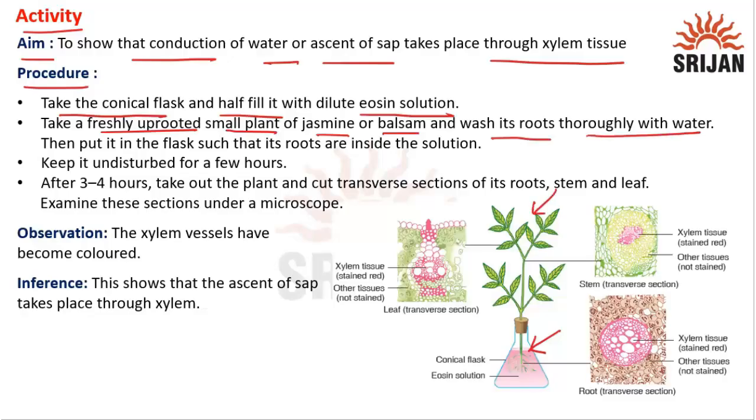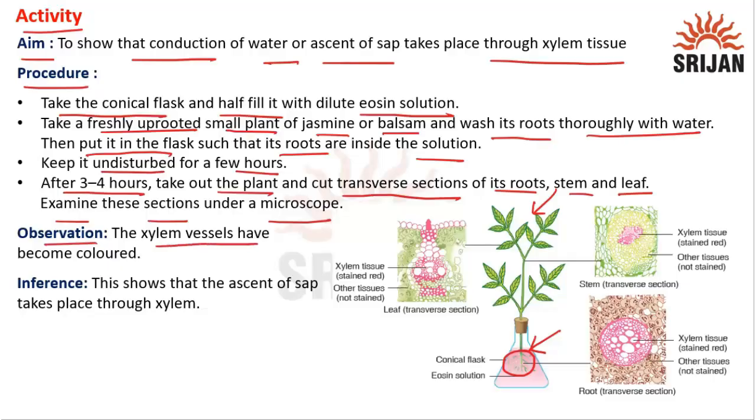So this is the plant. Then put it in the flask such that its roots are inside the solution. So we can see that the roots are in the eosin solution. Keep it undisturbed for a few hours. After 3 to 4 hours, take out the plant and cut transverse sections of its roots, stem and leaf. Examine these sections under a microscope. So the transverse sections of root, stem and leaf are examined under the microscope, and what are the observations?